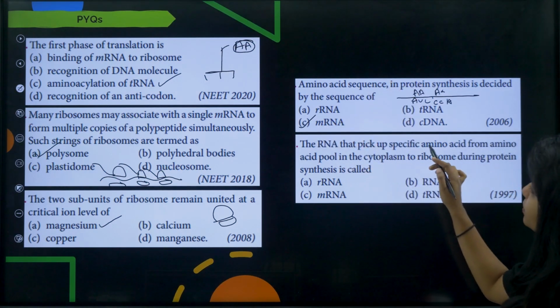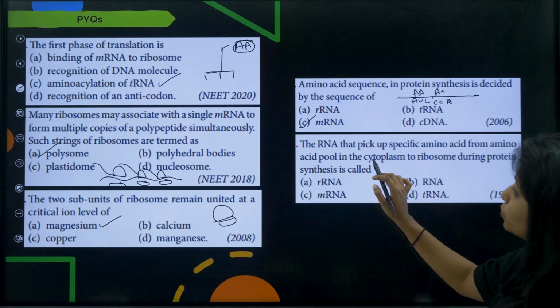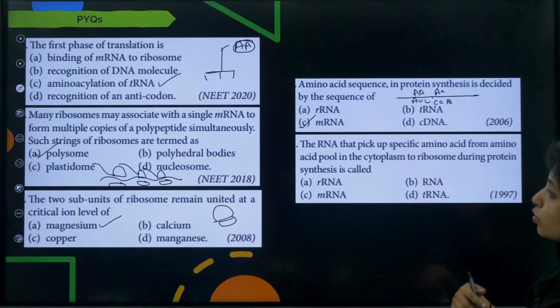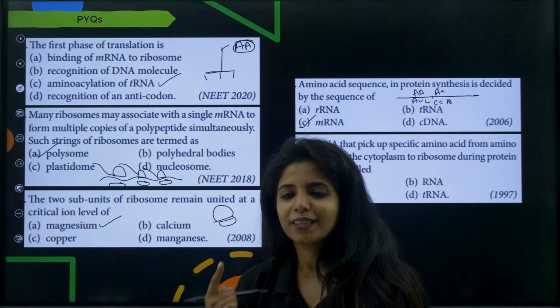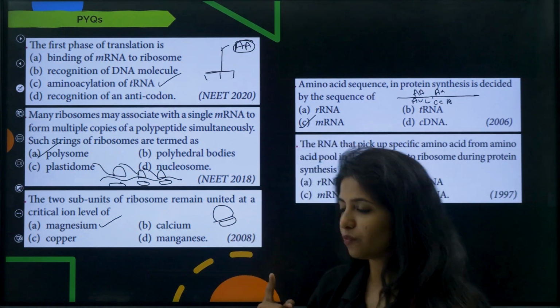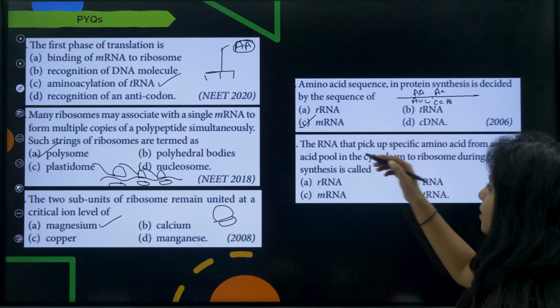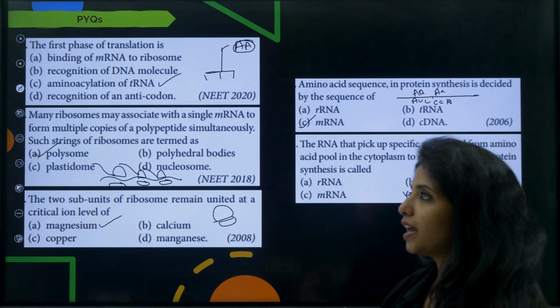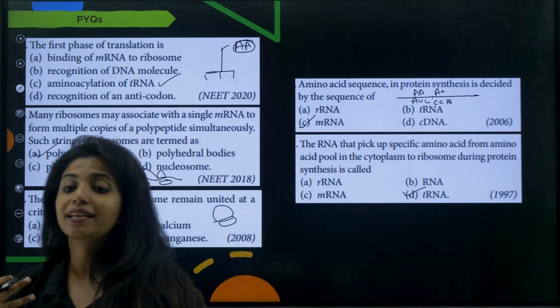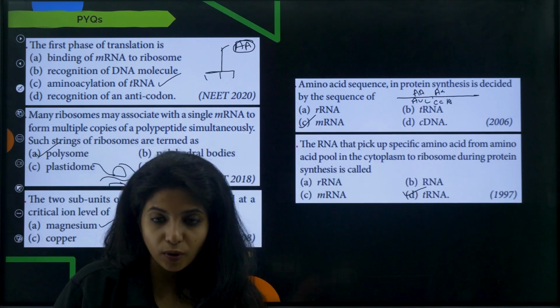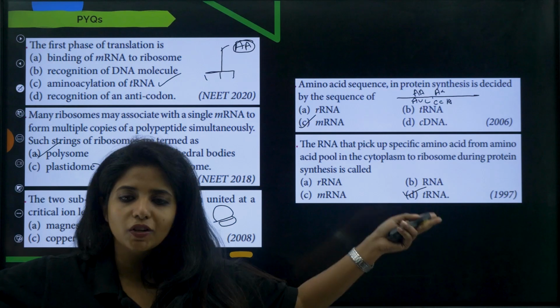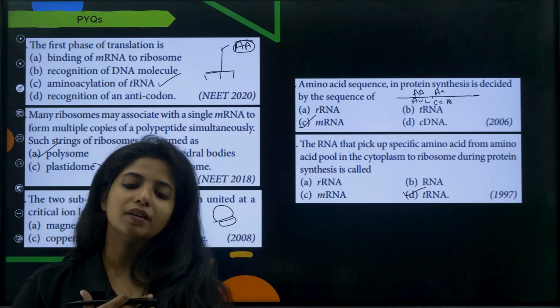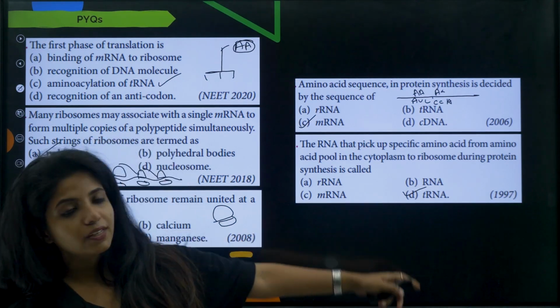The RNA that picks up a specific amino acid from the amino acid pool in the cytoplasm to the ribosome during protein synthesis. There is only one RNA which does this, which has a very close association with amino acids, and that is our tRNA. You know tRNA has an end which is known as the amino acid acceptor end, where the amino acid comes and binds, and this requires lots and lots of energy, and there is only one to spend this much energy, that is tRNA.